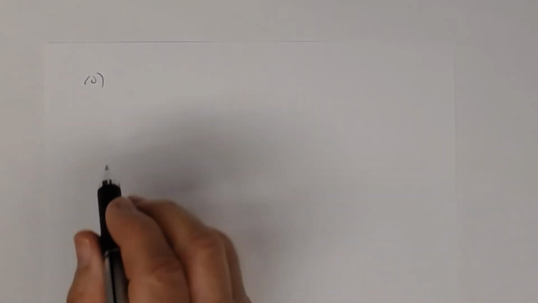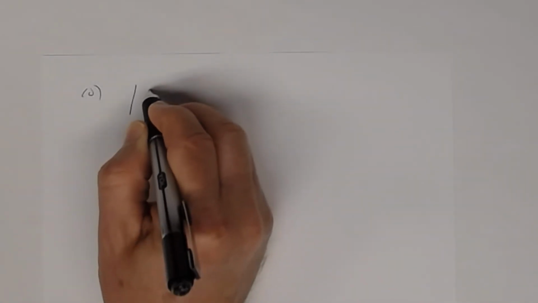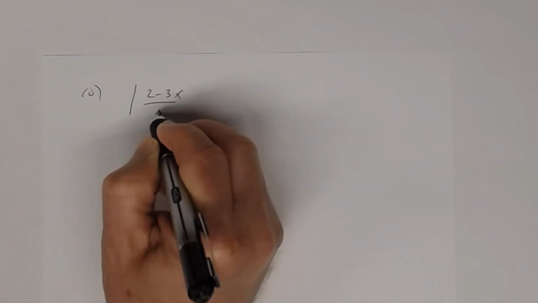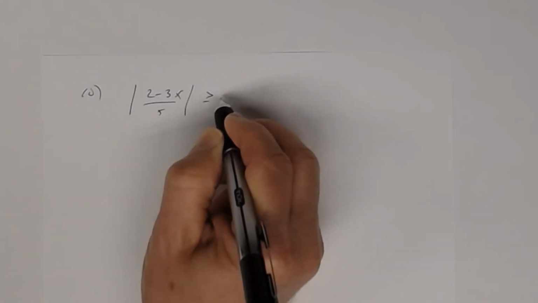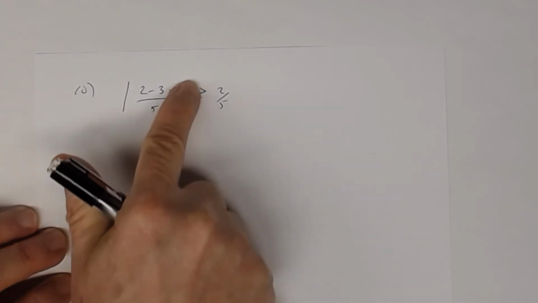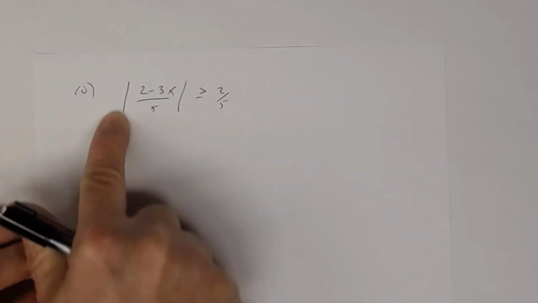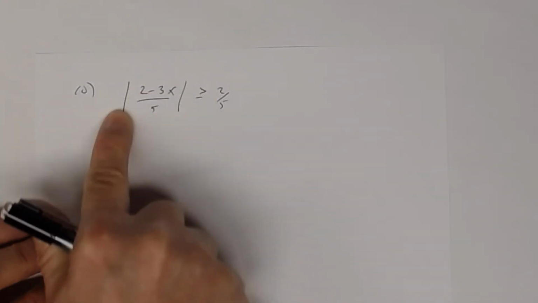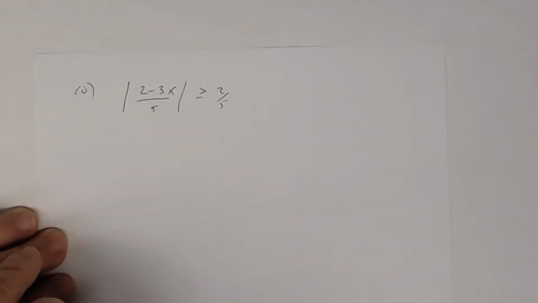So let's go to number 10. So number 10, let's suppose we had this: the absolute value of 2 minus 3x divided by 5 is greater than or equal to 2/5. First of all, I want you to think, am I going to end up with solutions here? And the answer is yes, because this is either positive or 0, and I do have positive numbers that are greater than or equal to 2/5, right? 3, 7, 7.6, right? Okay, so I'm going to get solutions.